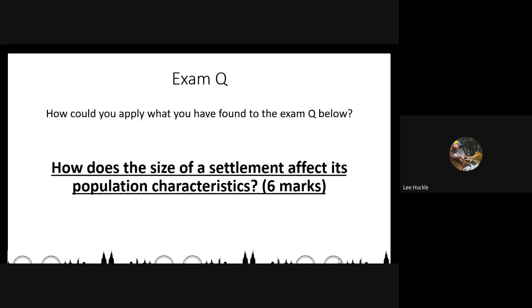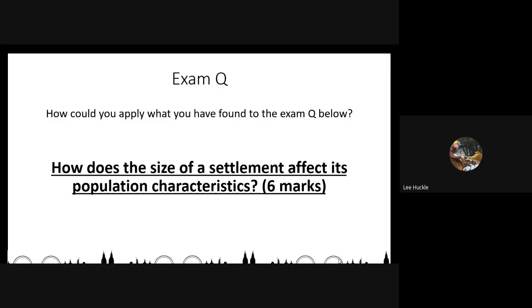What we then did was we rounded the whole series of three to four lessons off with this six-marker, and this was to ease you in. How does the size of a settlement affect its population characteristics? Because it's clearly different. Luton is a much different size to Shefford.